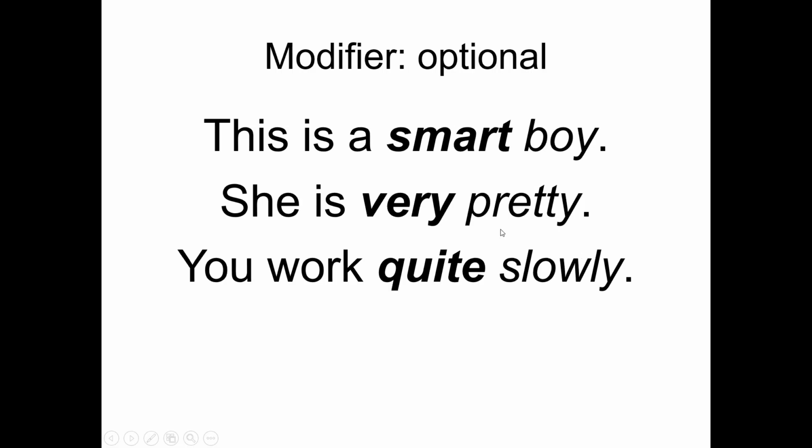Okay, so we have said this. So modifier is optional. This is a boy. This is a smart boy. This is a boy. She is very pretty. She's pretty. This is optional. You work slowly. You work quite slowly. The modifier isn't necessary.